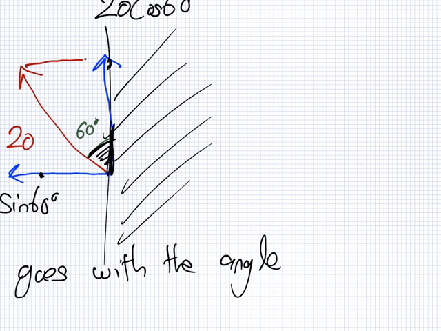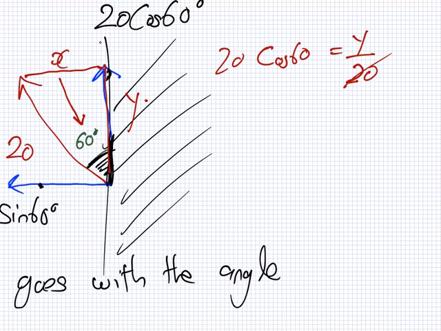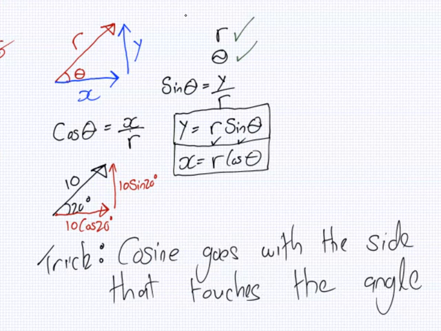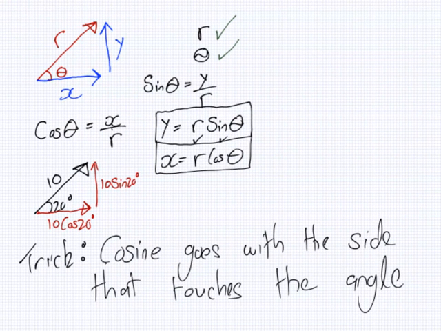Watch. If I call this side x, and I'll call this side y. What is cos of 60? The adjacent, and what's the adjacent here, x or y? Y. Because x is called the opposite, since it's opposite to 60. So the y is called the adjacent. So cos 60 is the adjacent over the hypotenuse, and what's the hypotenuse? 20. So then y is 20 cos 60. So this is why I said my trick is useful here. Try not to think about opposite and adjacent. Think about cosine goes with the side that touches the angle. It's much safer that way.